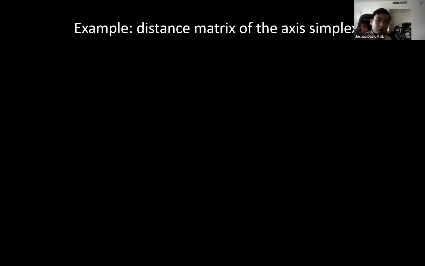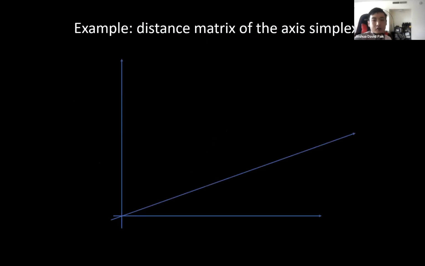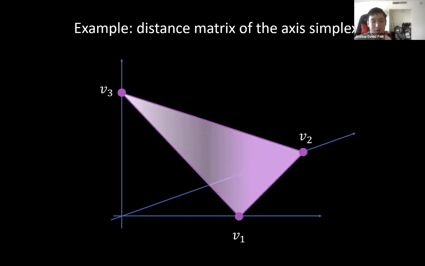How an underlying rank 1 matrix can arise naturally in data. The example is the distance matrix of an axis simplex. Well, okay, what is this? What is an axis simplex? You're just going to take vertices that are on your axes. That's why it's called an axis simplex. You just form a simplex, okay?